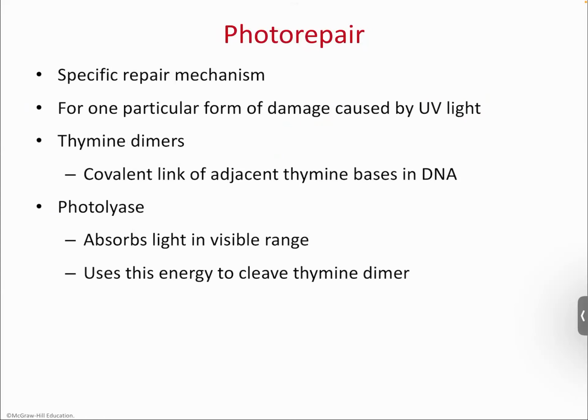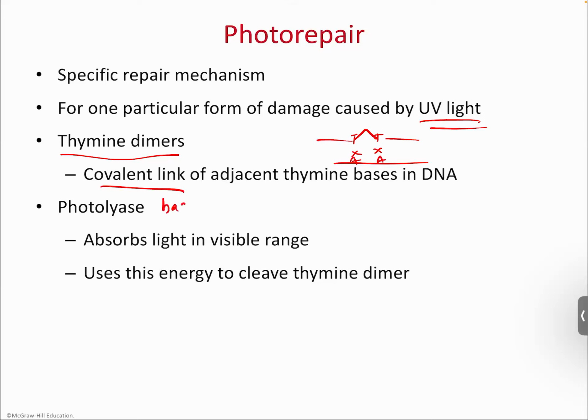So an example of specific repair is what's called photo repair. In this particular case, when you take on UV light, the UV light is absorbed by your DNA and it creates what's called thymine dimers. If you have two different thymines that are next to each other, they will covalently link between them and create these thymine dimers. Well, that causes a problem in your DNA, right? Because now those are no longer available to pair with your adenines, and we don't know what to do with that. So that causes a mutation in that particular area usually.